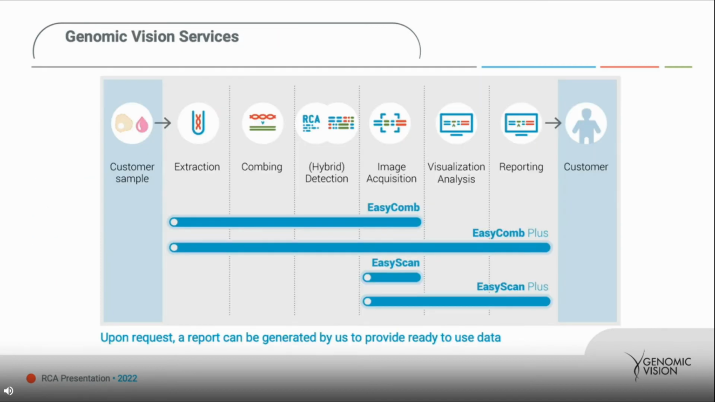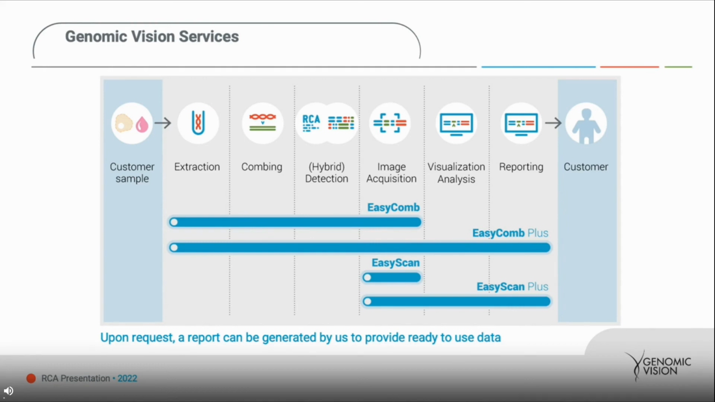So now, Genomic Vision also offers the possibility to send your samples to our service in-house. For that, you can prepare your samples with a fiber prep kit to prepare the plugs of agarose and send these plugs to our service for the extraction, combing, hybridization, and image acquisition with the EasyComb service. And then the team will send you the raw data to analyze on your site.